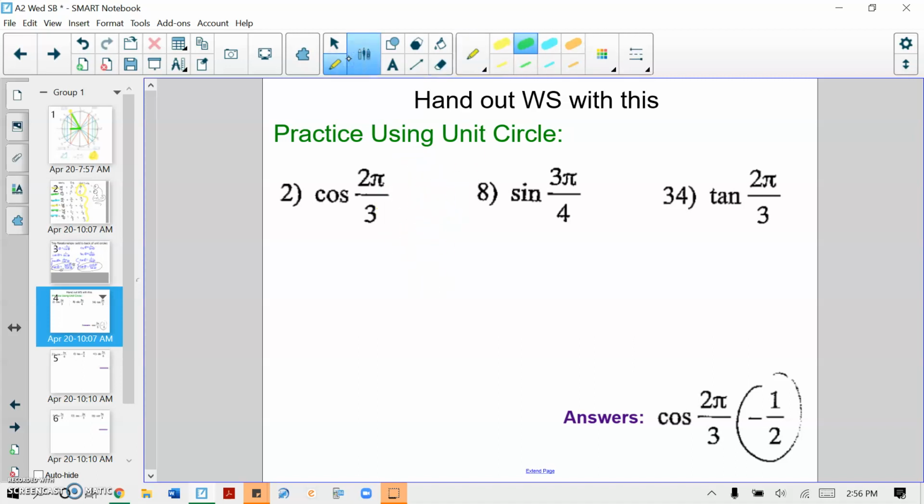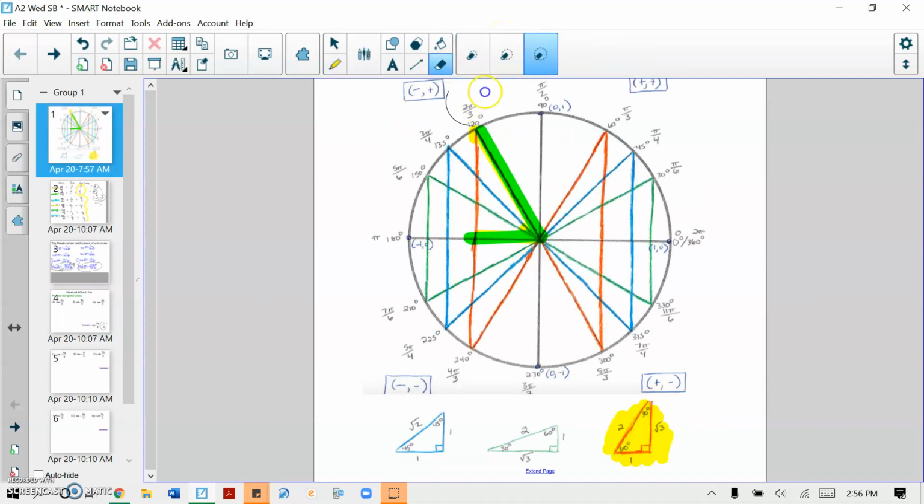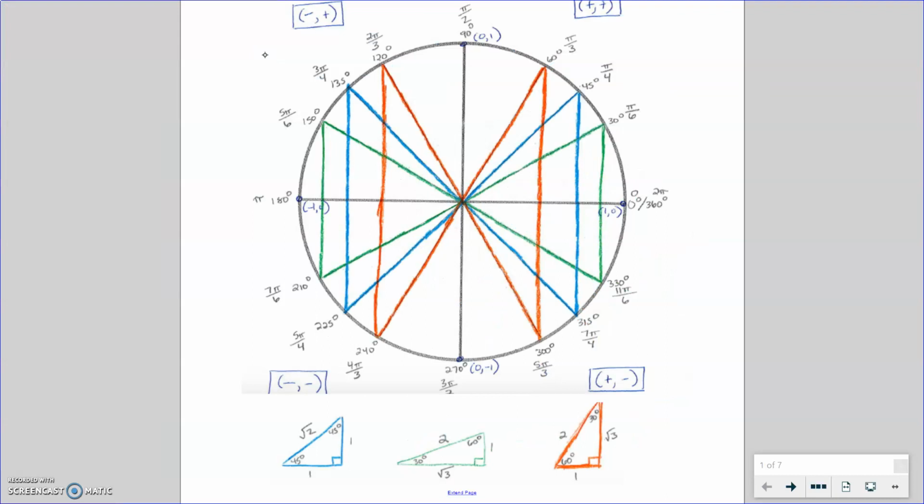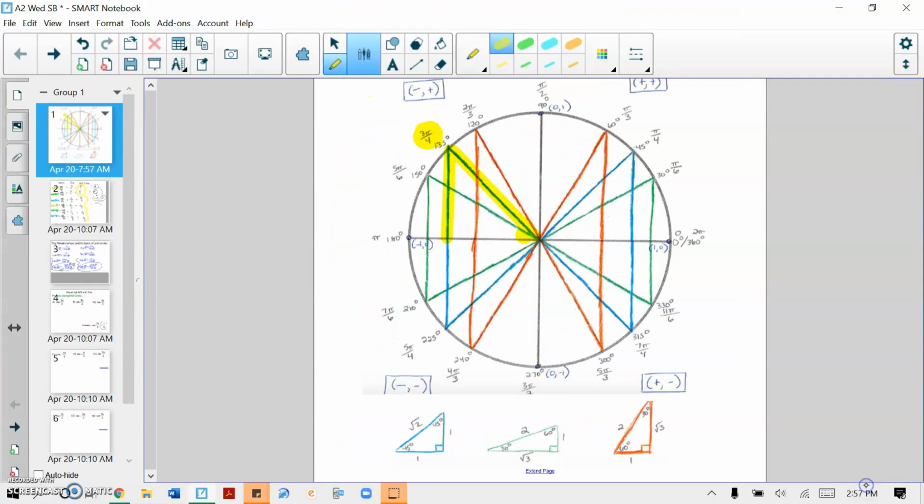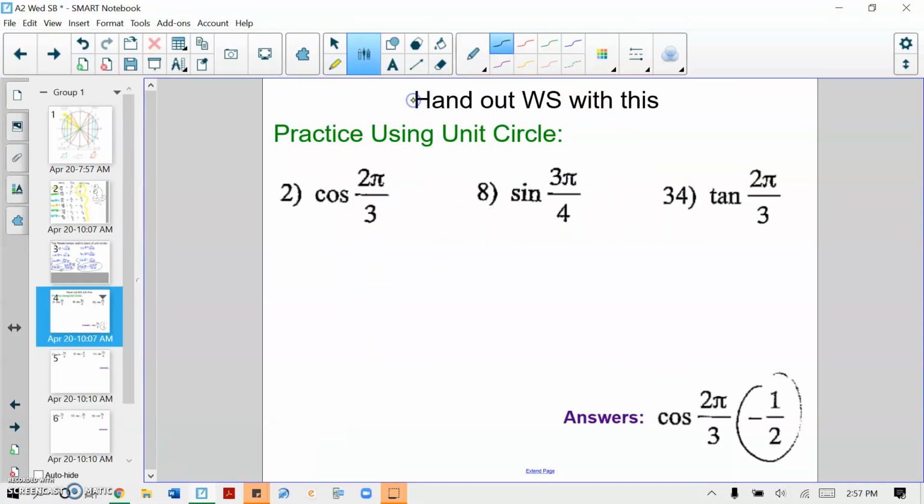Let's do another one. Let's see if I can redeem myself here. Sine of 3 pi over 4. So now I'm going to start fresh again. Sine of 3 pi over 4. I'm going to look at 3 pi over 4, which is right here. So I'm looking at this blue triangle over here in quadrant 2. If I want sine, I want opposite over hypotenuse. So if this is my reference angle, I want opposite over hypotenuse. The opposite side is 1, and the hypotenuse is square root of 2. So in my answer, I would write equals 1 over square root of 2.